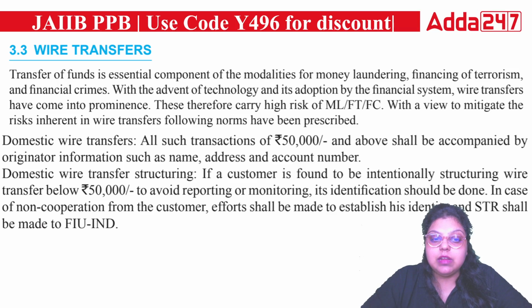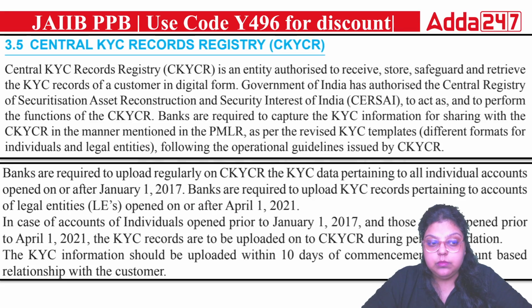Then domestic wire transfer structuring is that if a customer is found to be intentionally structuring wire transfers below 50,000 to avoid the reporting or monitoring, identification should be done. In case of non-cooperation from the customer, effort shall be made to establish his identity, and STR shall be made to the FIU-IND, because the customer intentionally was performing transactions of less than 50,000, so that the monitoring and reporting of that particular customer won't be done. So this has to be informed to the FIU-IND.